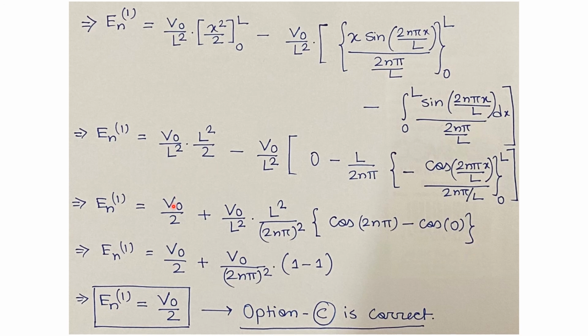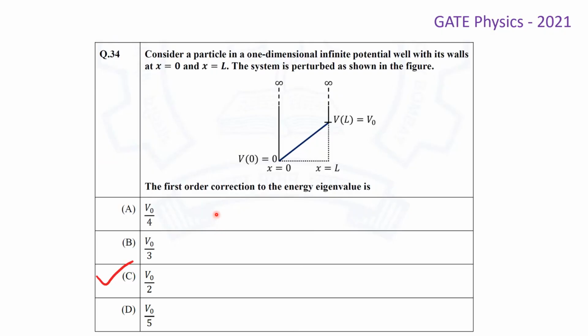So this term will give V0 by 2, and we have plus V0 by L square times L square by 2 n pi whole square times, at x equals L it will give cos 2 n pi, and at x equals 0 it will give cos 0. Now cos 2 n pi is 1 for any integer value of n, and cos 0 is 1. So effectively this term will give 0. So our first order energy correction will be V0 by 2. So our option C is correct for this question. From our solution we found that the first order correction to the energy eigenvalue is option C, that is V0 by 2.